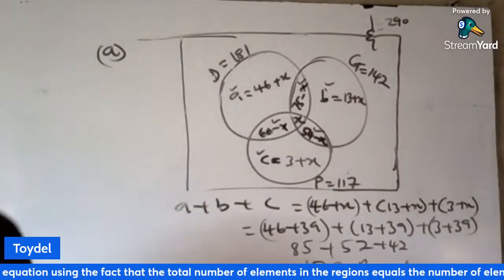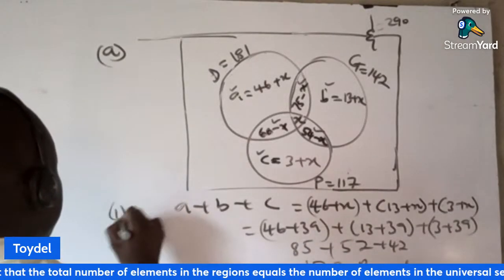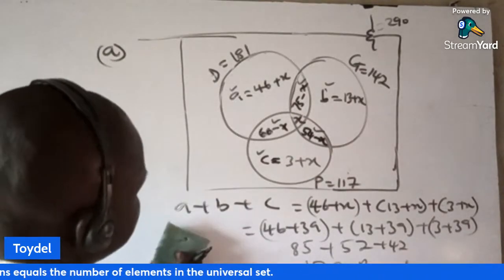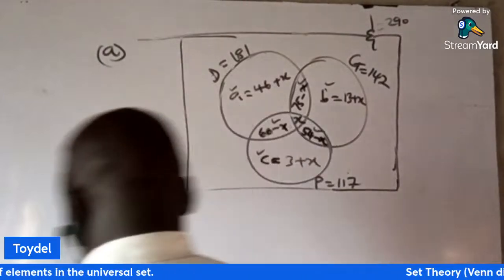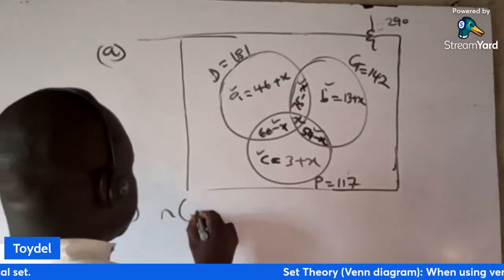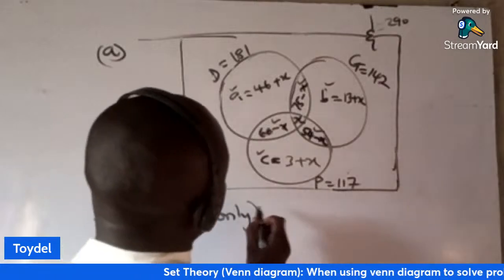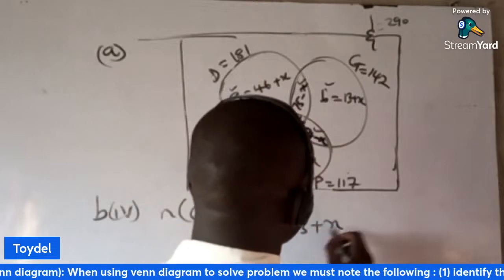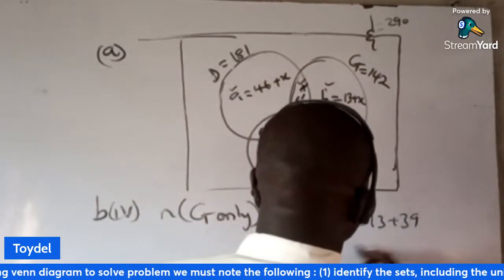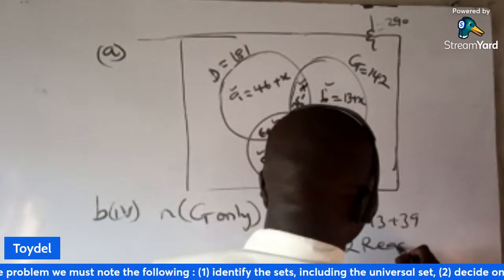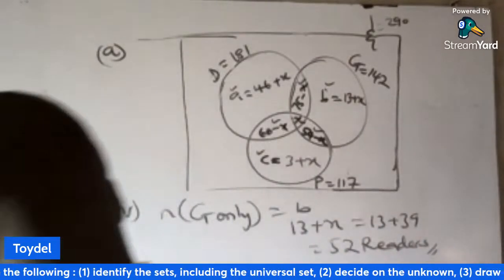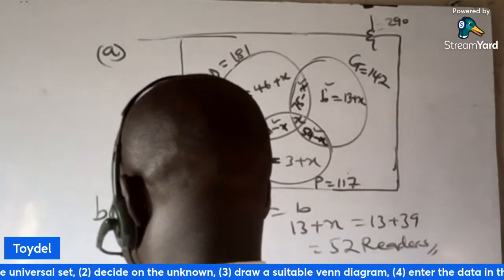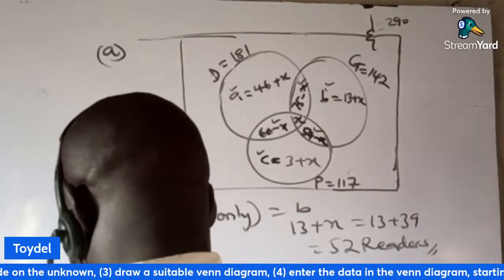Then the last but not the least, Roman figure 4, B Roman figure 4. We have to find the readers that read Guardian only. So if you look at the diagram, readers that read Guardian only is denoted as B. Then what is B? 13 plus X. That is same thing as 13 plus 39. Then that will be 52. So 52 readers read Guardian only. And that is what we are asked to find.